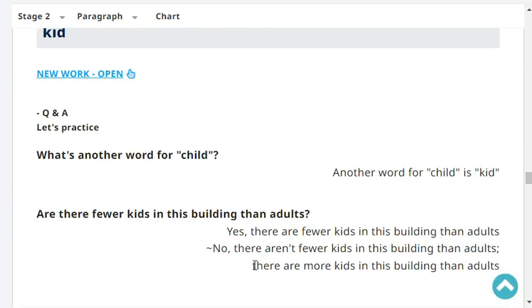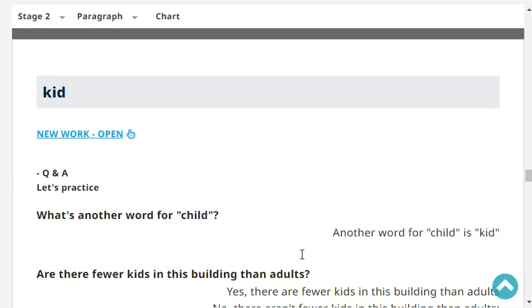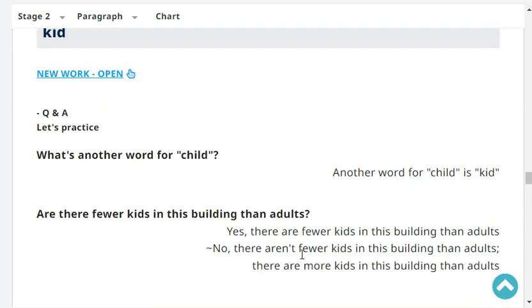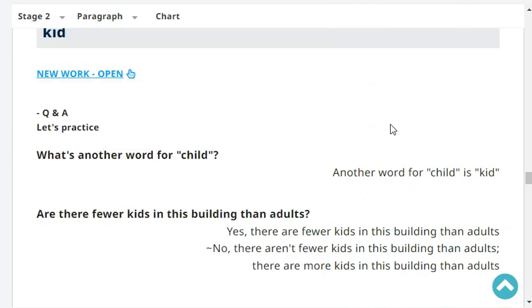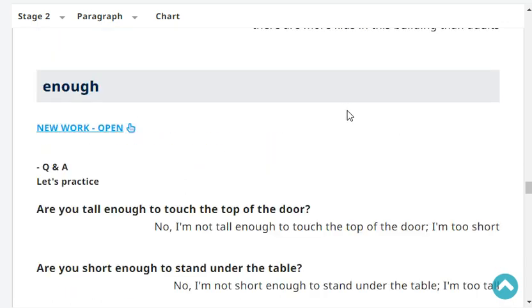Very good. Okay, what's another word for child? Another word for child is kid. Are there fewer kids in your building than adults? No, there aren't fewer kids in this building than adults. There are more kids in this building than adults.